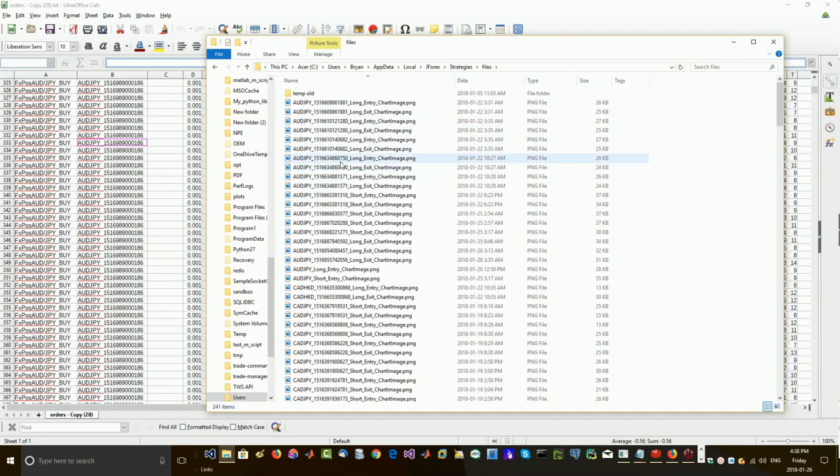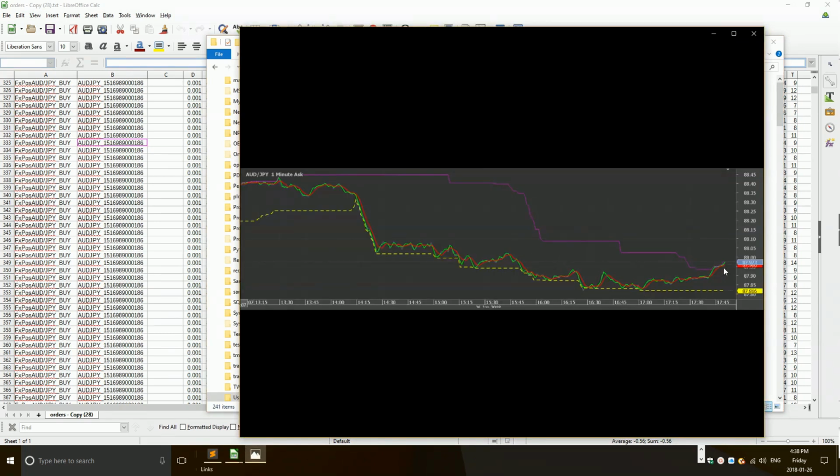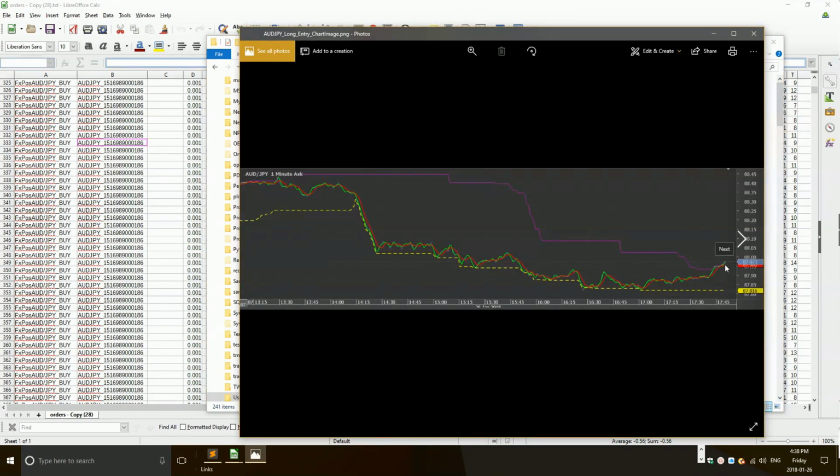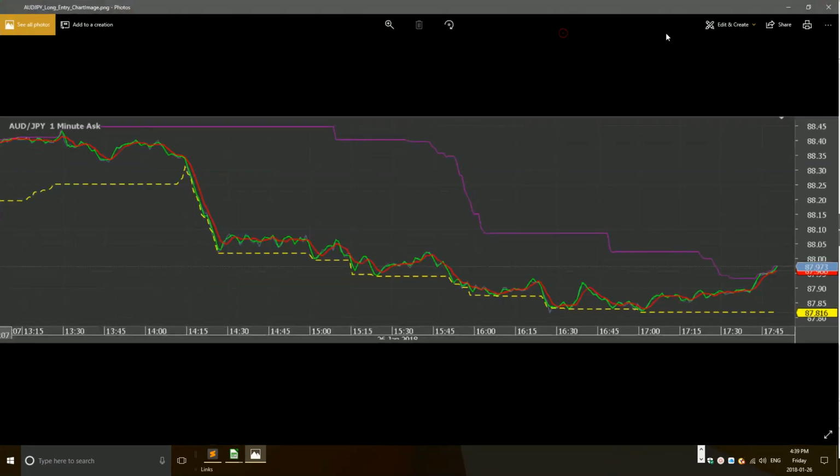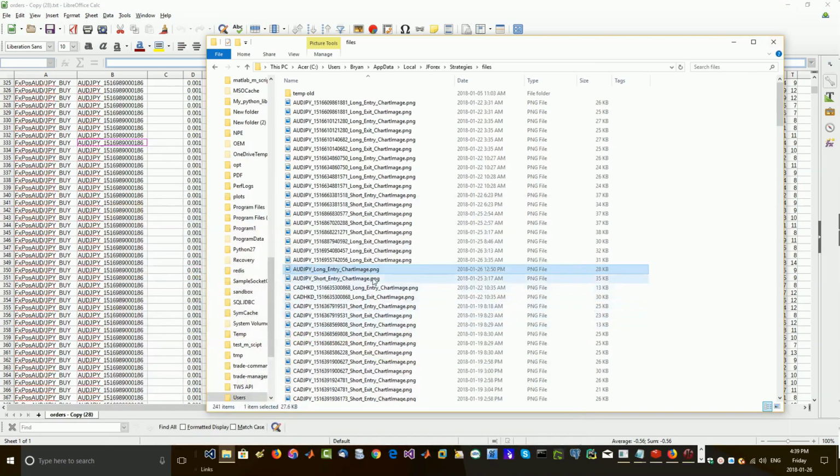Let's see if we can find it. 151. This would have been earlier today. I think we are dealing with the Australian Japanese here. This is the entry, if I'm not mistaken. Okay, so you can see right there, that's when that position is put on, right in there. Let's see if we can find the corresponding exit.